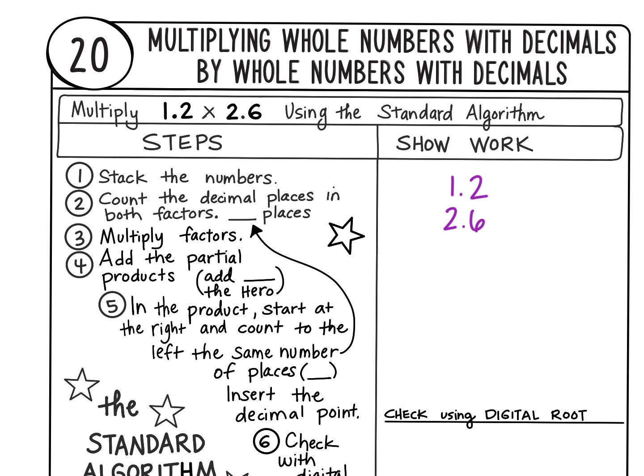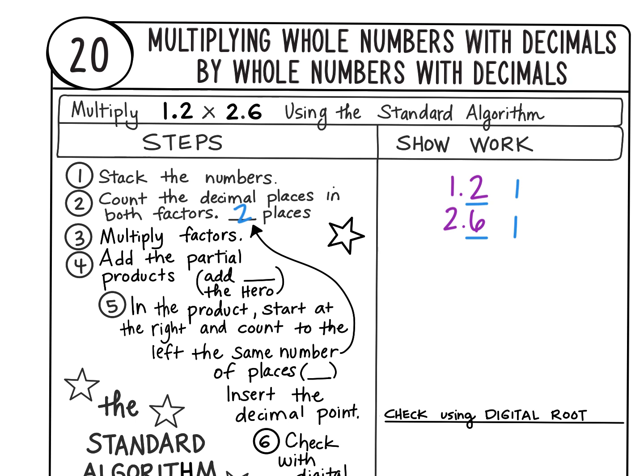Now I'm going to count the decimal places in both factors. So I have one place here, and I have one place here. So I know that I've got 2 total decimal places.